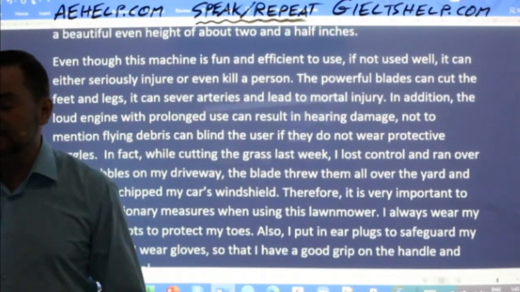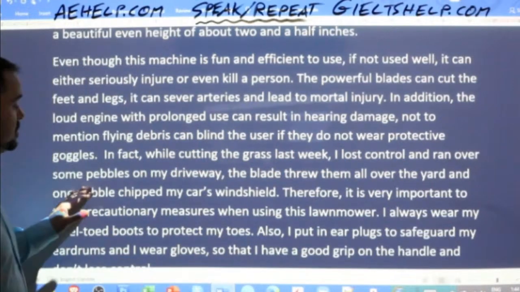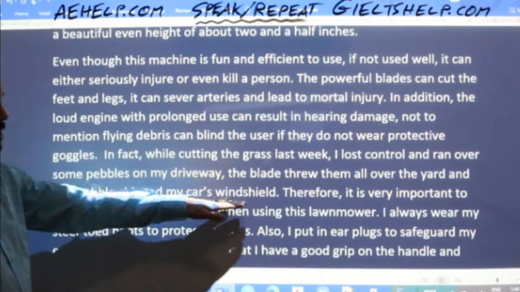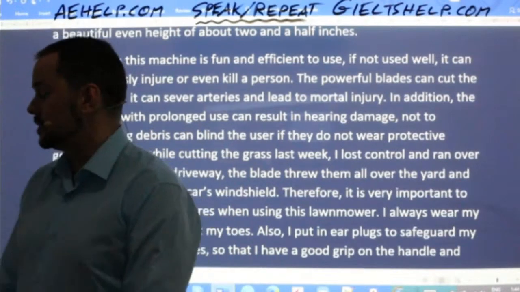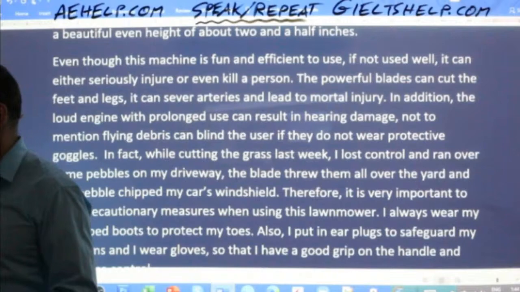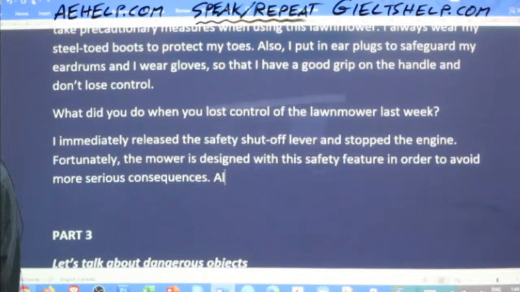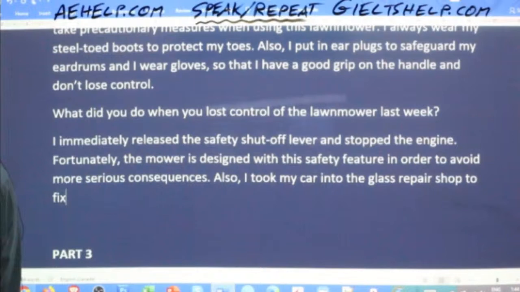Okay, so we said, in fact, while cutting the grass last week, I lost control and ran over some pebbles on my driveway. The blade threw them all over the yard, and one pebble chipped my car's windshield. So I didn't injure my leg, I injured my car. Okay, so don't change the information, otherwise, you will start losing marks for not being coherent. Okay, also, I took my car into the glass repair shop to fix the windshield.